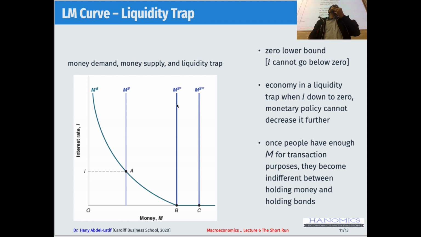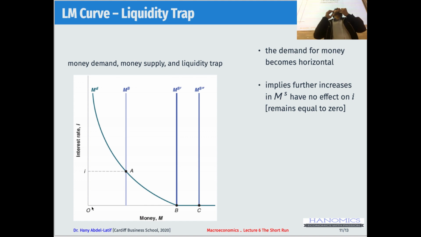But this mechanism is not working now. Why? Because when you change the money supply from MS' to MS'', we move from the equilibrium point B to C, and nothing happens to the interest rate because the interest rate cannot go negative. So that means monetary policy becomes ineffective, cannot work, and cannot affect the output level in that case.